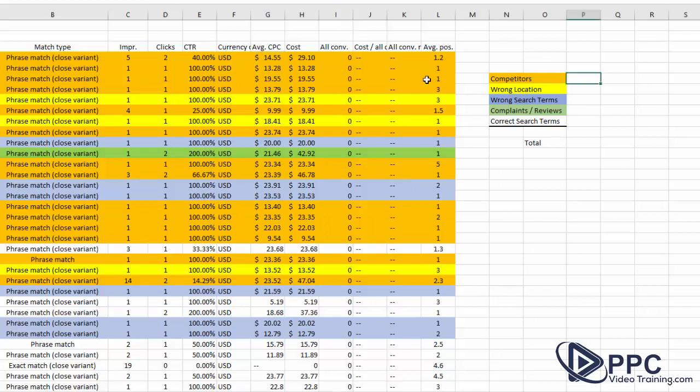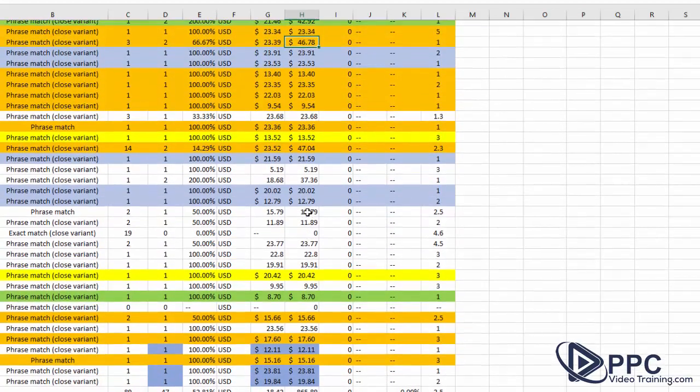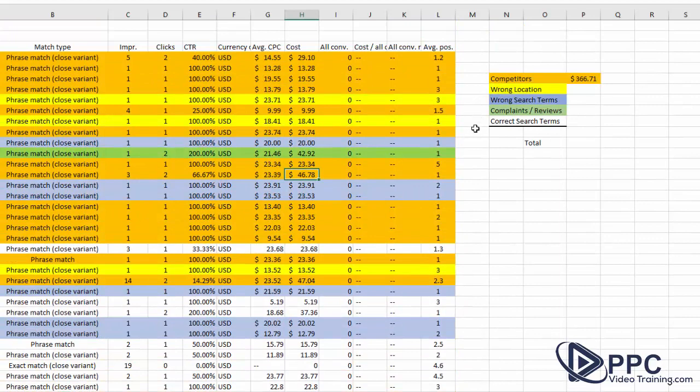Let's start with competitors. All of the ones in orange were searches where somebody was looking for one of this company's competitors. They were not looking for them. And in this instance, you can see there were 2 clicks at $14.50 a click, which cost this company $30. All in all, $366.71 where someone was looking for the competition of this company. This is in 1 month.